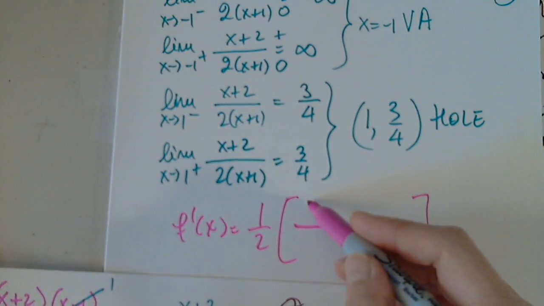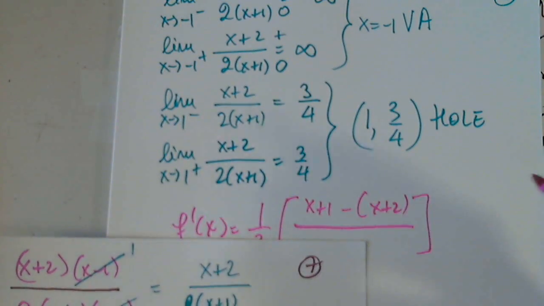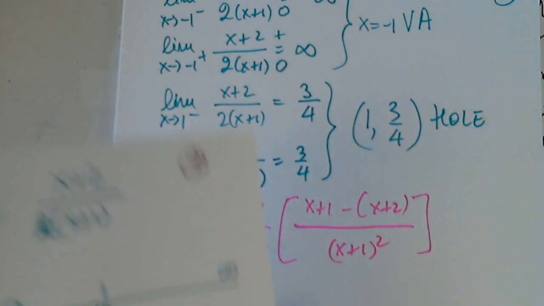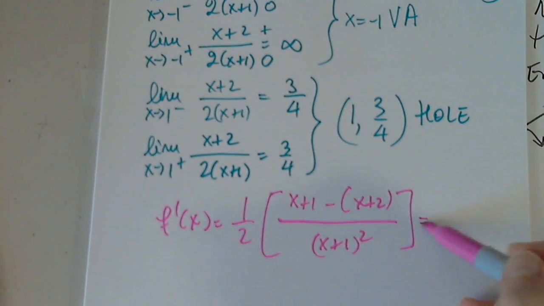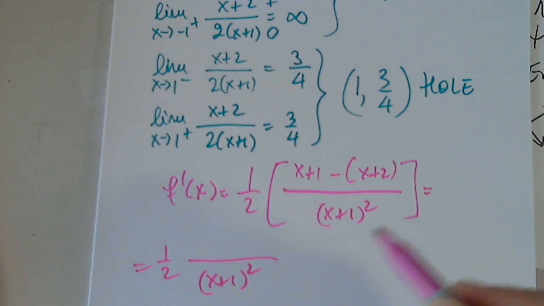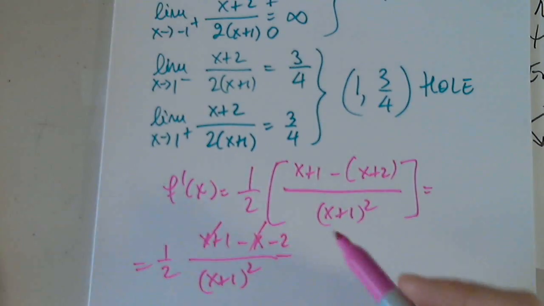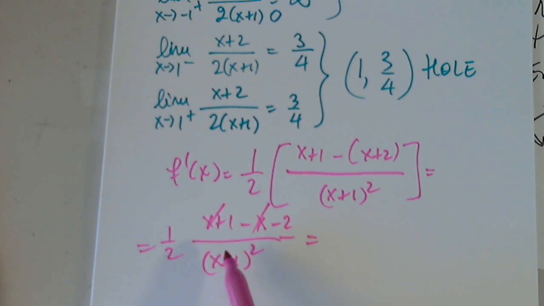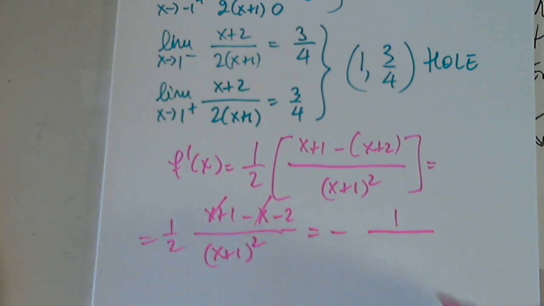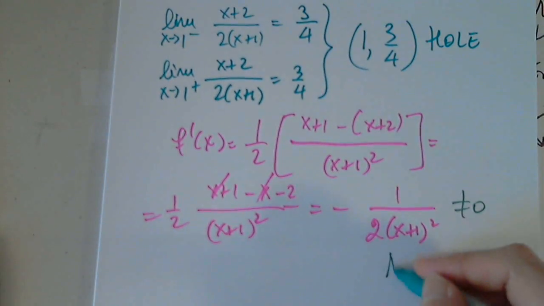The top prime is 1, so the denominator minus the top times the denominator prime, which is 1, over x plus 1 squared. Okay, so 1/2 x plus 1 squared, x plus 1 minus x minus 2. Okay, nice. The top is -1. The denominator is 2 times x plus 1 squared. Nice. Never 0.